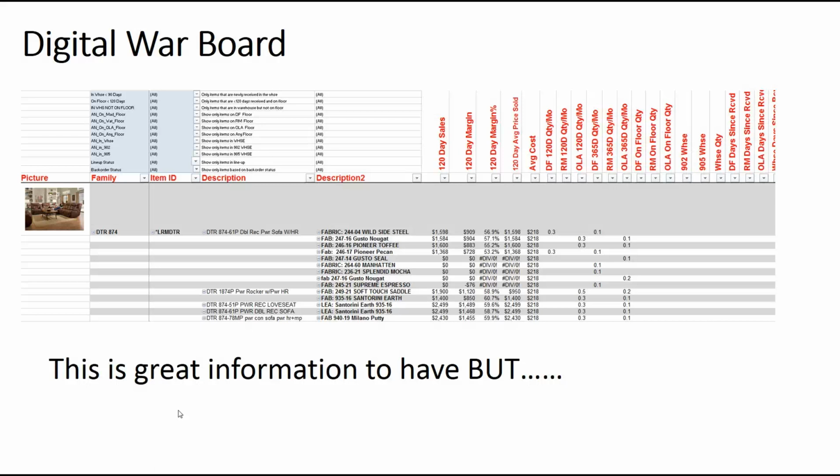how many you're selling on a per month basis over a 4-month period, how many you're selling on a per month basis over 12 months. It shows you how many you have on the floor at that time, how many you have in the warehouse, and if you have anything on order. So obviously this is really great information to have.